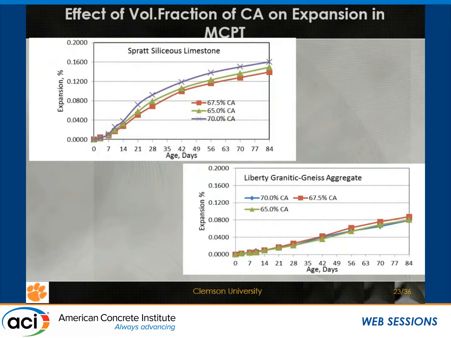When you look at the coarse aggregate volume fraction, we looked at 0.65 or 65% to 70% of the coarse aggregate volume fraction in the concrete as part of the aggregate matrix. We saw really not a whole lot of difference. There was some with the higher alkali cement. This is with Sprat, and this is with another granitic gneiss aggregate. We saw that there was a little bit of increase, but not substantial.